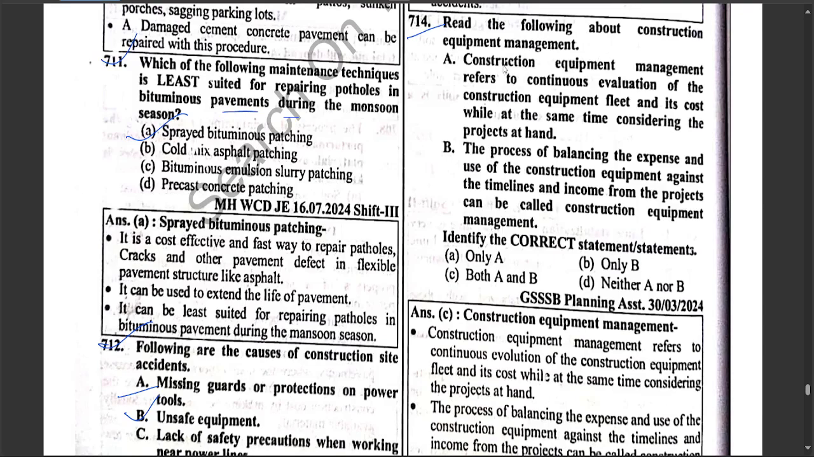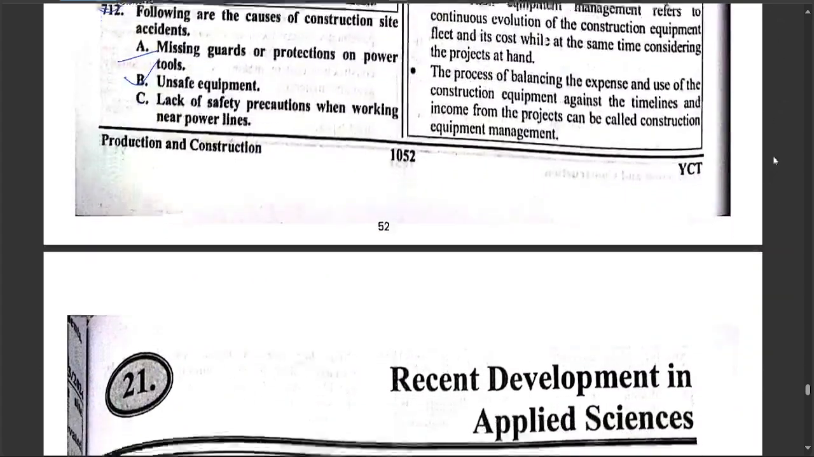Read the following about construction equipment management. Construction equipment management refers to the continuous evaluation of the construction equipment fleet and its cost, while at the same time considering the project at hand. The process of balancing the expenses and use of the construction equipment against the timeline and income from the project can be called construction equipment management. Both the statements are correct.